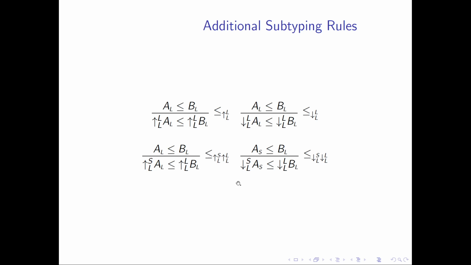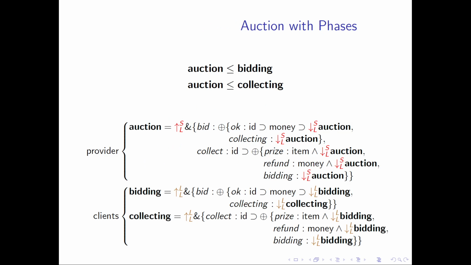Now, something I want to point out is that this type is a shared session type, whereas this type is a linear session type. So what we've really done is we're allowing the provider to view a type as some shared type, whereas we force the client to actually view it as a linear type. And in fact, that actually solves the entire problem. We can still confirm that auction is indeed a subtype of bidding and collecting, but now the clients view the session types as linear types, as you can see by these arrows.